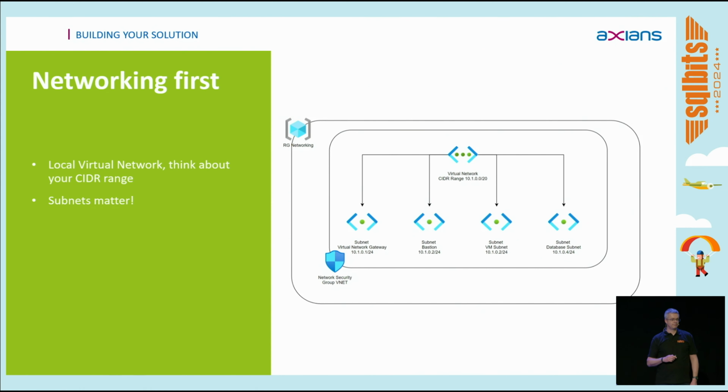Subnets matter. Why? Well, there are a number of subnets that need to have a fixed name. The VPN gateway needs a fixed name. The Bastion service needs a fixed name. But all your other subnets, if you're naming them subnet 1, subnet 2, subnet 3, good luck at 2 o'clock at night to find out which subnet is malfunctioning. Name them subnet databases, subnet VMs, and you're one step ahead.